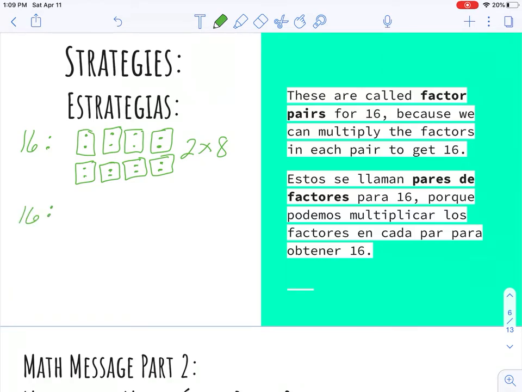How else can I get 16? Well, I also know that I could do 4 bottles in a carton.